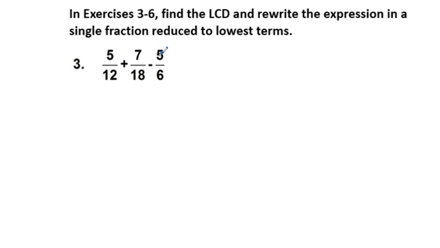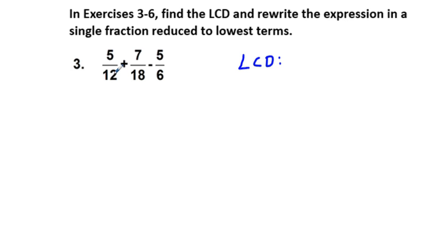And we could rewrite negative 5 sixths as, I believe, negative 15 eighteenths. But 18 isn't going to work for 12 here, right? Because we can't write 5 over 12 in terms of 18ths. So our least common denominator, if we start multiplying things together, we could try 24, but 24 is not going to work with this 7 eighteenths. So try 36.